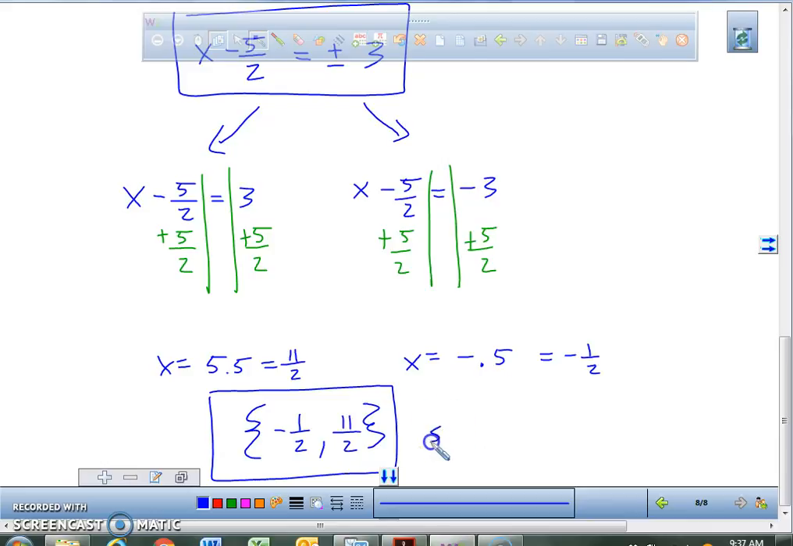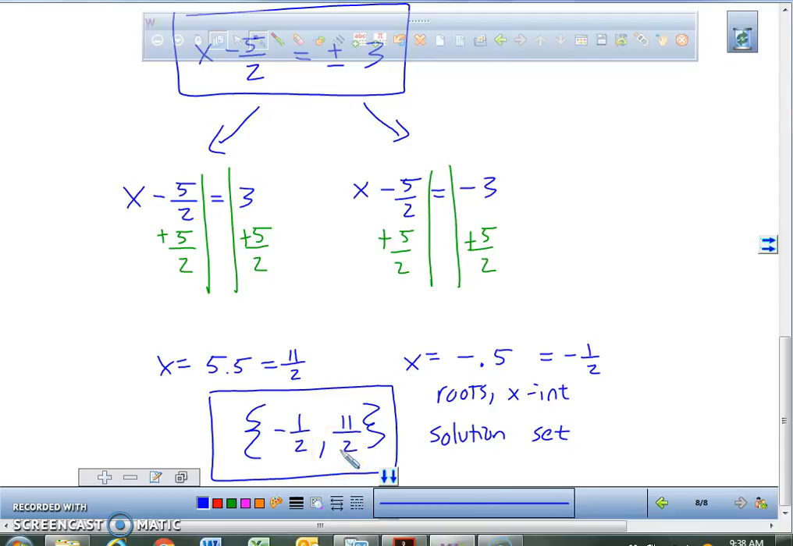Now, this is what's called our solution set. These are the roots, also known as the x-intercepts, also known as zeros. That's your final answer. That's what you're going to put down.